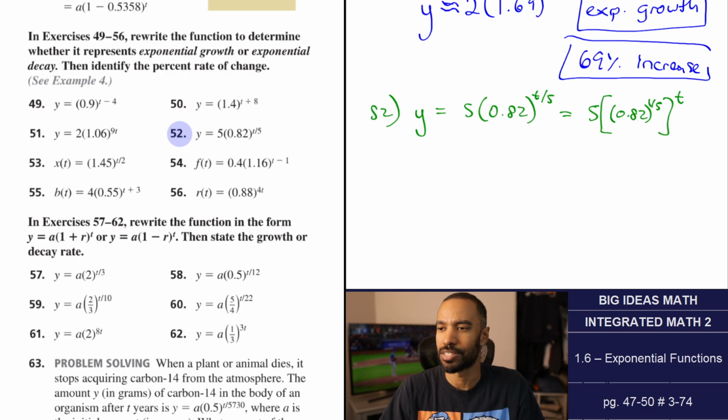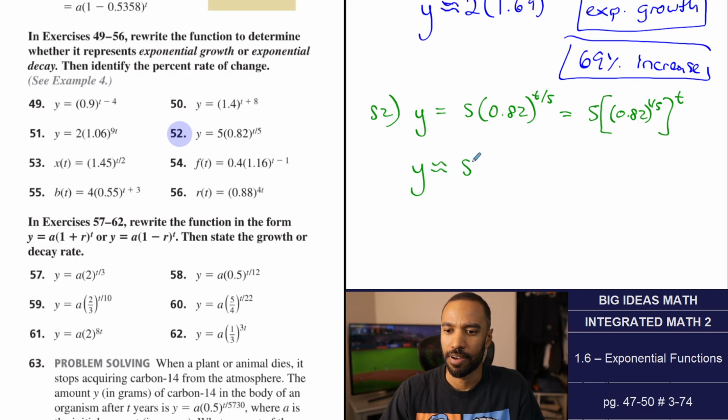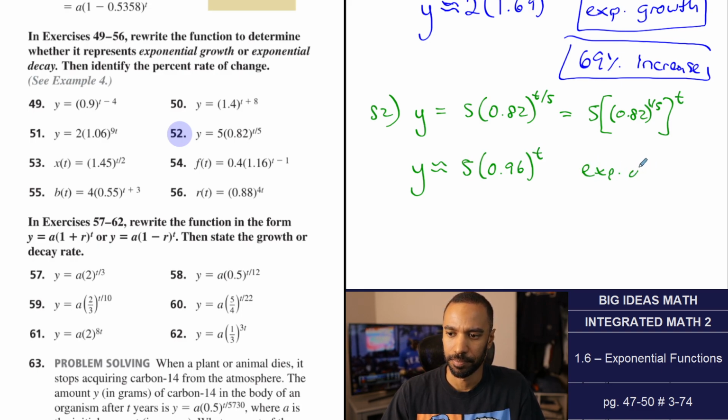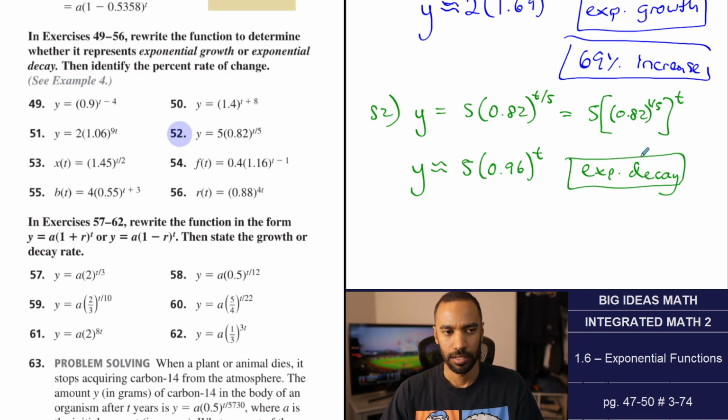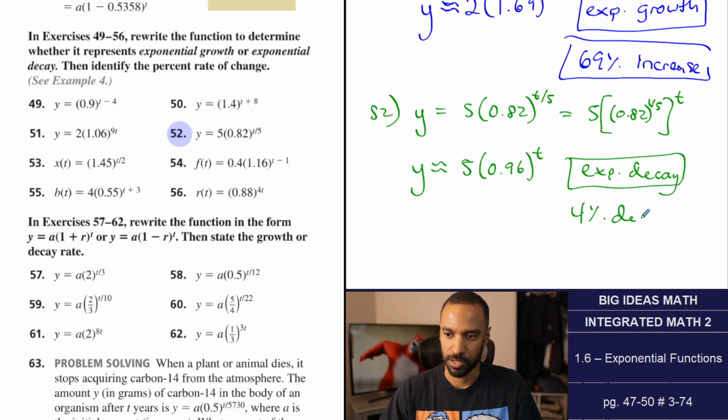But 0.82 to the 1/5 power is 0.961. I'll just put 0.96. So 5 times 0.96 to the t power. That's exponential decay. And that's a 4% decrease, as that's 96%.